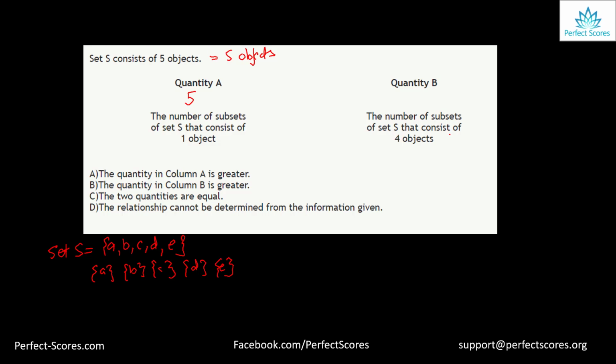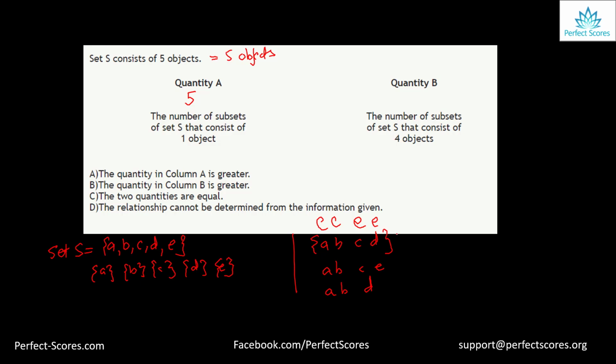And the number of subsets of set S that consist of 4 objects. Now what I need to do is create 4 objects. It's very easy to do that. You'll have A, B, C, D, or you'll have A, B, C, E, right? I know I have a very easy way of solving this, but I'll do it this way first, and then I'll show you the easier way. So I have A, B, C, E, then I have A, B, D. You can actually place E everywhere. You can place E here, here, here, and here. So that will give you 4 different ways, right?